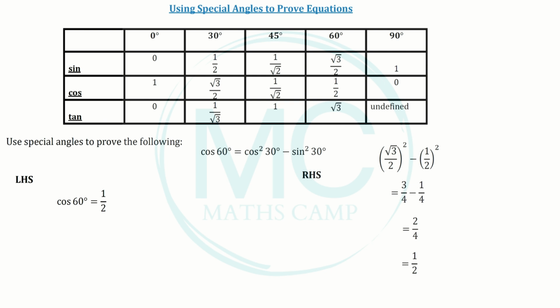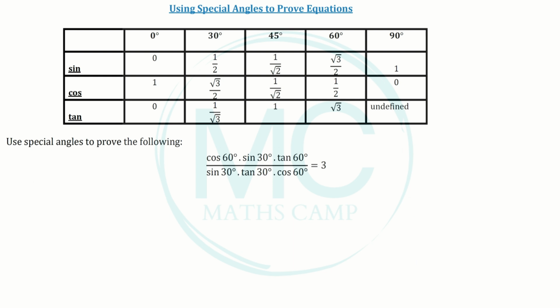Now our left-hand side is equal to 1 over 2, and so is our right-hand side. So as our answer, we can say the left-hand side is equal to the right-hand side. Let's do another example. Cos 60 degrees multiplied by sine 30 multiplied by tan 60 all over sine 30 multiplied by tan 30 multiplied by cos 60 is equal to 3. Now in this case, the right-hand side is equal to 3. So all we have to do is prove the fraction has a value of 3 as well. So we can focus on the left-hand side.